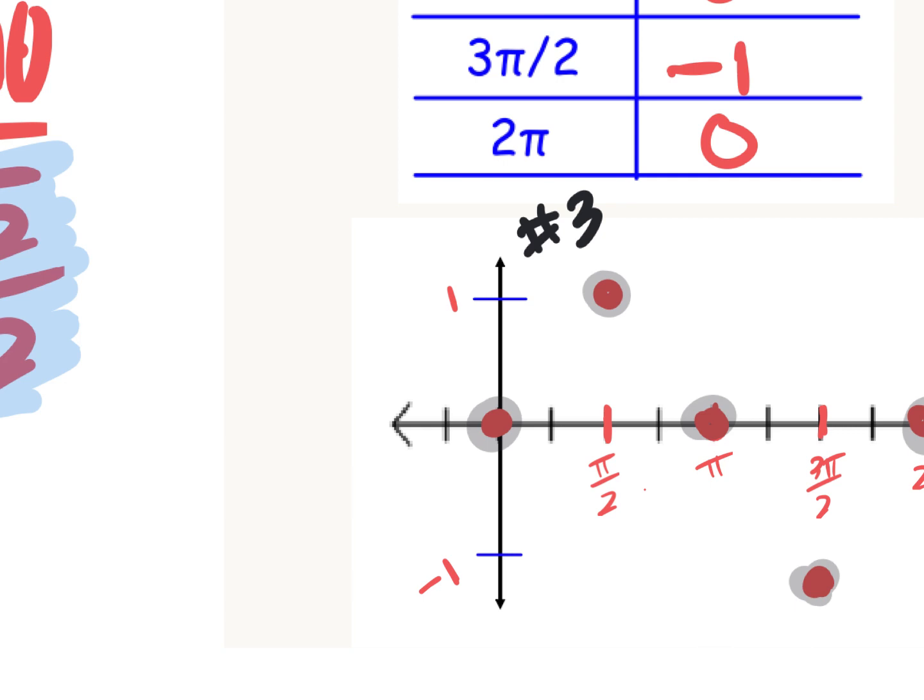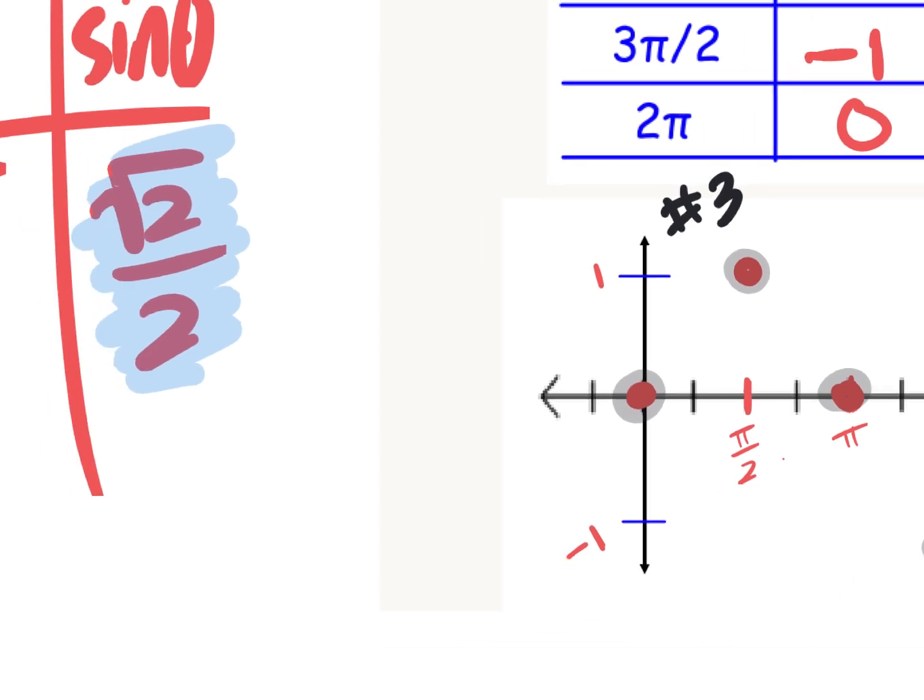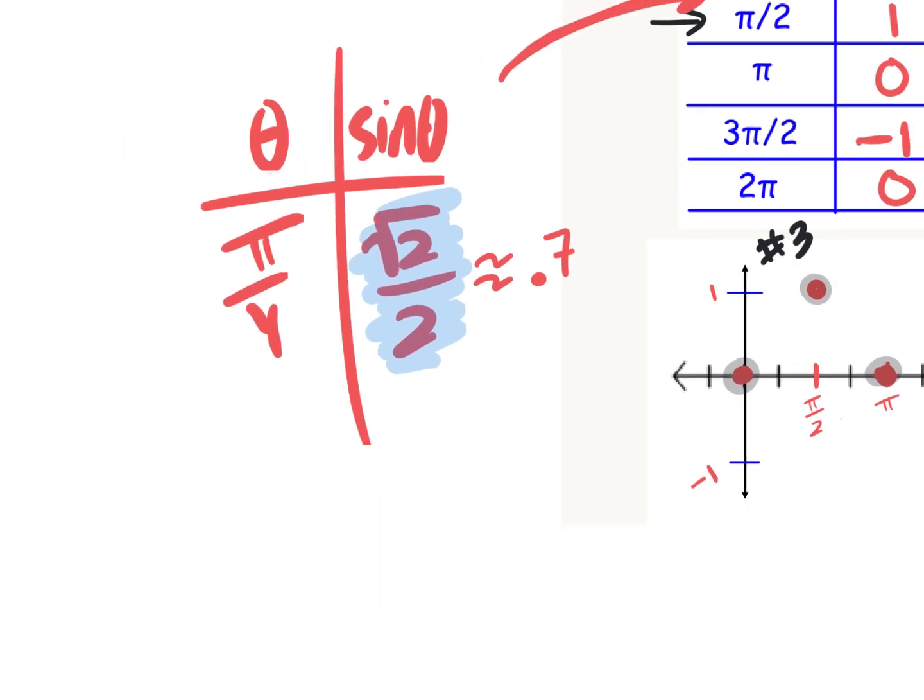So if you want to bring out your calculator and type in square root 2 divided by 2, you're going to find that you get approximately 0.7. This would be a decimal that goes on forever, so we're not going to put the exact decimal here, but we're going to round to 0.7. So this coordinate is at pi fourths, comma 0.7.